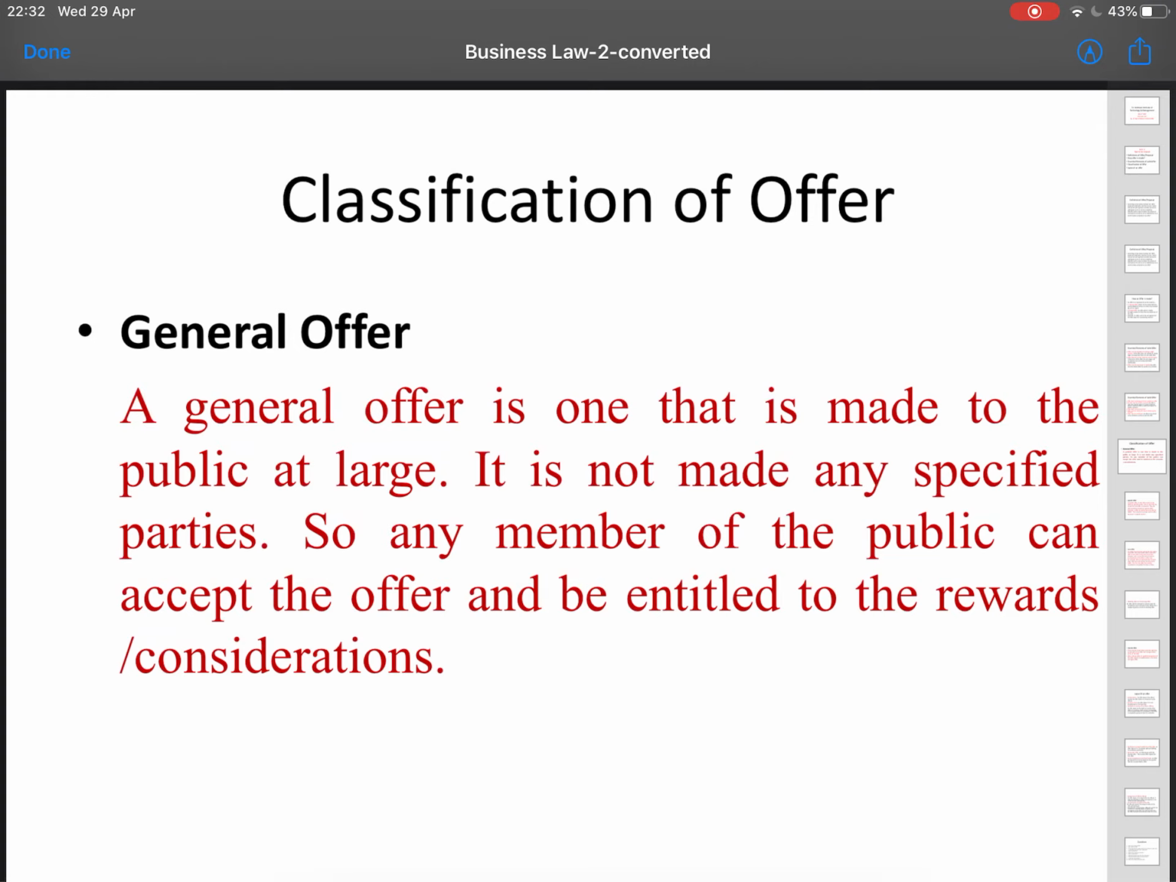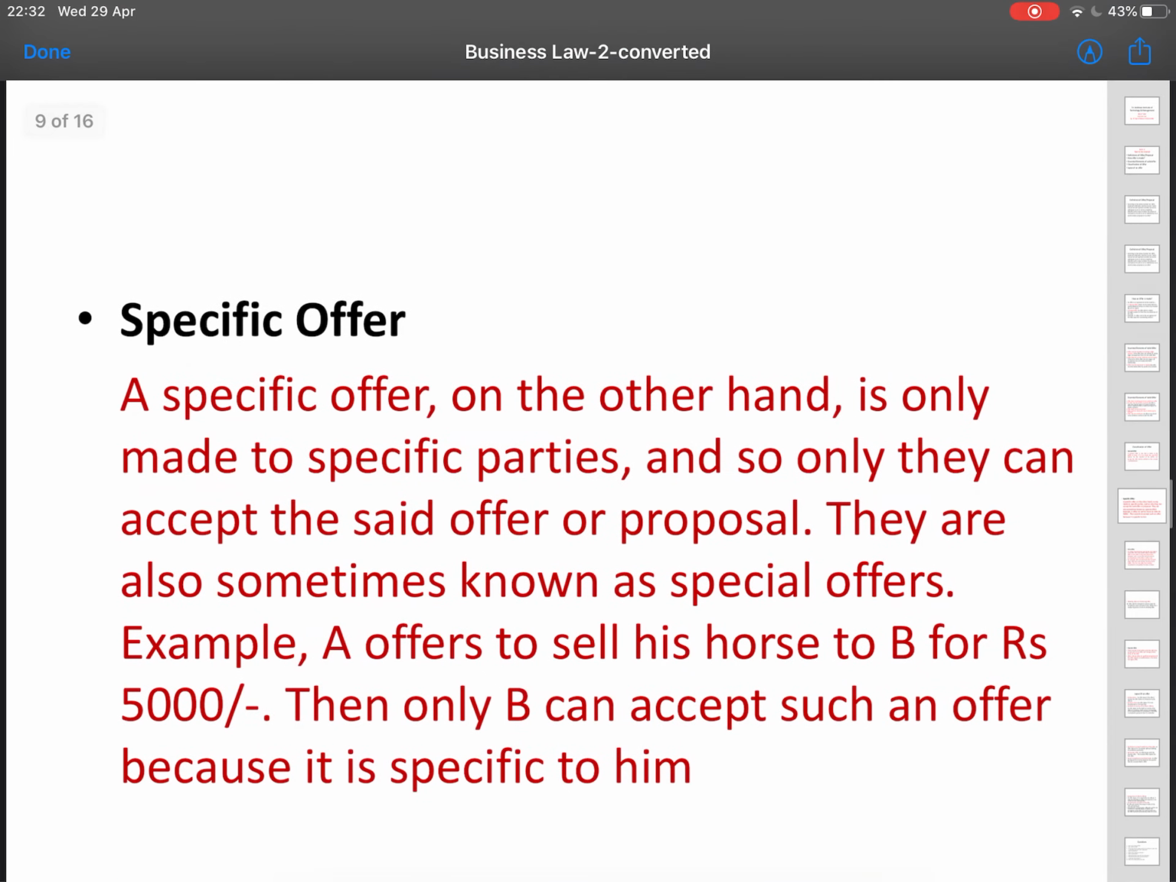Now, the second classification is specific offer. A specific offer, on the other hand, is only made to specific persons or parties, and so only they can accept the said offer or proposal. They are also sometimes known as special offers. Example, A offers to sell his horse to B for rupees 5,000. Then only B can accept such an offer because it is made specific to him only.